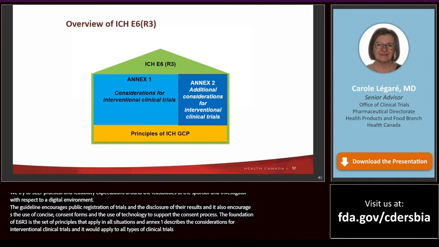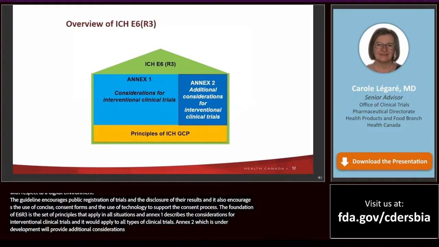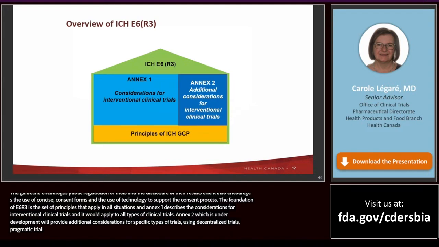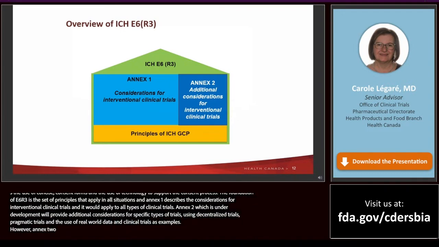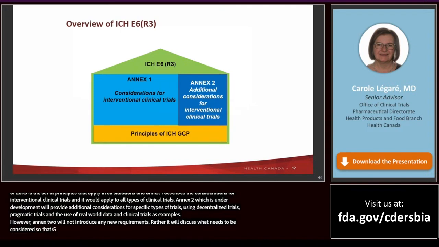Annex 2, which is under development, will provide additional considerations for specific types of trials, using decentralized trials, pragmatic trials, and the use of real-world data in clinical trials as examples. However, Annex 2 will not introduce any new requirements. Rather, it will discuss what needs to be considered so that GCP can be applied to those trials.